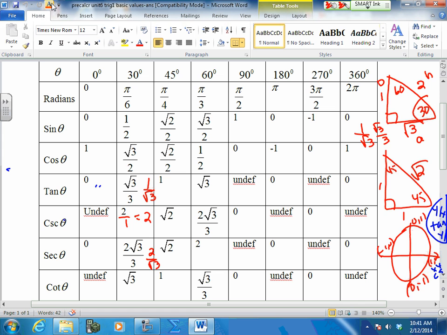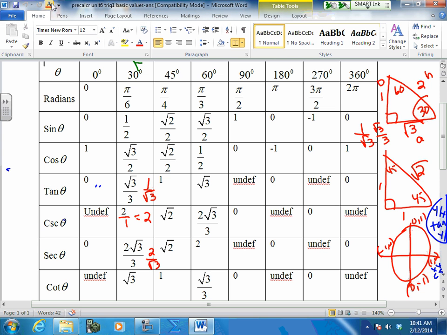Now, I made you rationalize these because that's what we did in trig. When we get to work with these a little bit more, you actually don't have to rationalize these anymore. But I wanted it to be familiar to you that you were pulling this information from last year, so we rationalize.